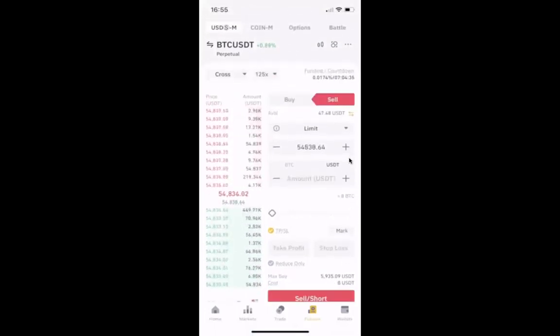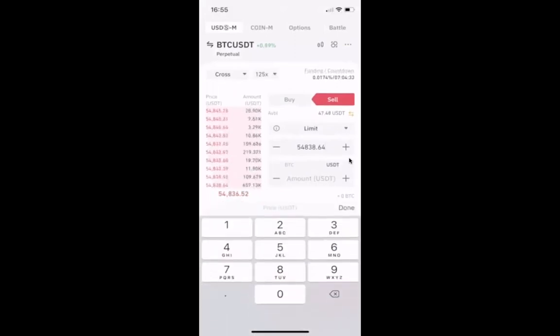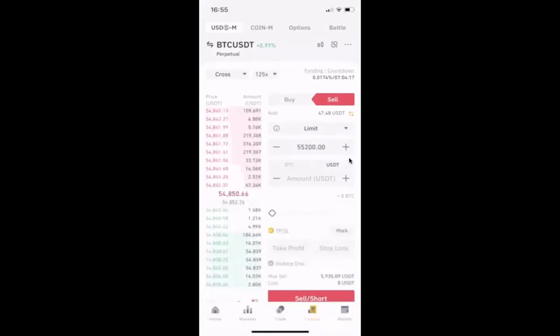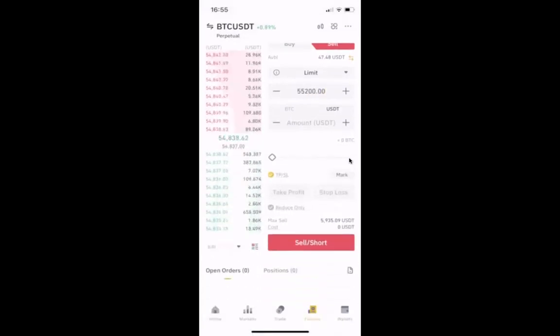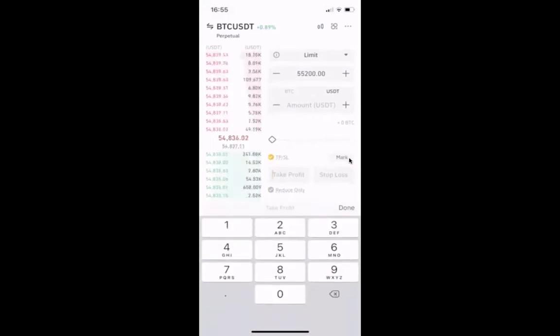Okay, so let's get to the sell. When we get to sell, it means we are expecting a dump. So our entry may be at, let's say, 55,200. Because we are expecting a dump, our take profit will be around maybe 54,000. So 55,000 to 54,000, meaning we are expecting the price to go down. That is why our take profit is at 54,400 in the sell section.